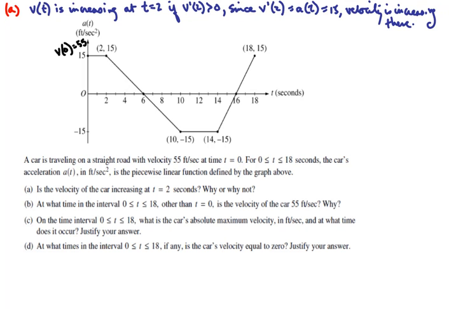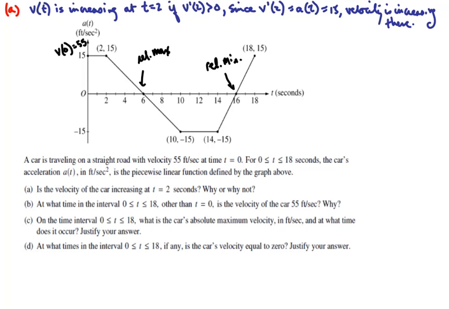Now part B asks, at what time in the interval from 0 to 18, other than at t equals 0, is the velocity equal to 55? Well, if you look at it, the velocity is increasing from 0 to 6, then it's decreasing from 6 to 16, and then it's increasing again from 16 to 18. So we have a relative max at 6 and a relative minimum at 16.